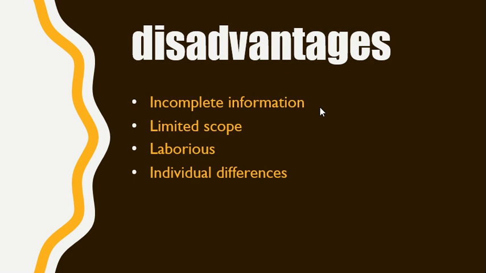It will therefore be difficult to judge their behavior accurately, if they are pretending something, or exaggerating something, or if they are not expressing their behavior. So this method gives incomplete information. Another disadvantage is that it has a limited scope. How?